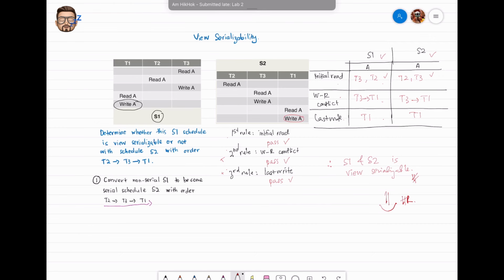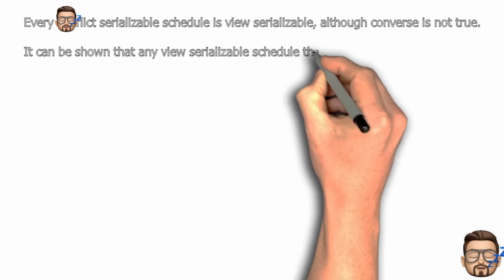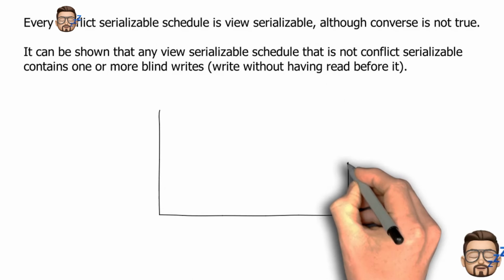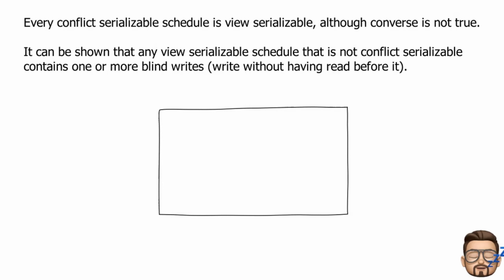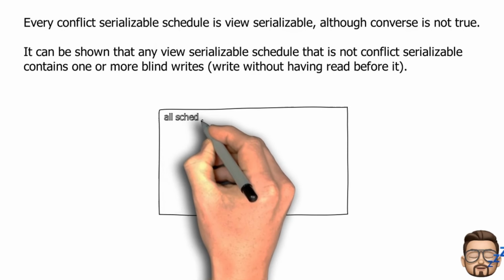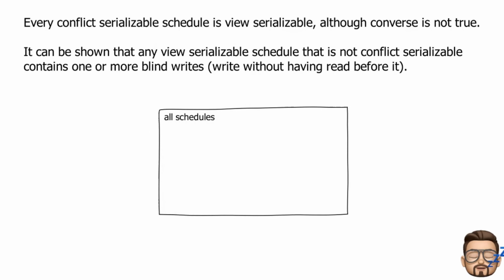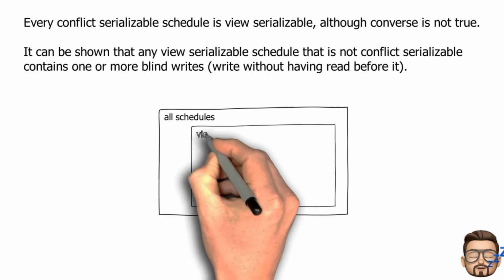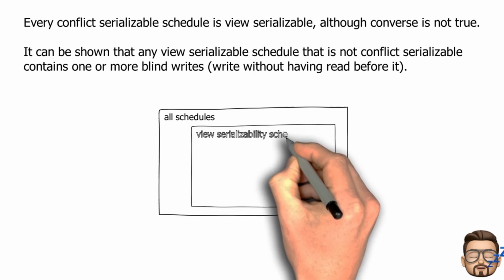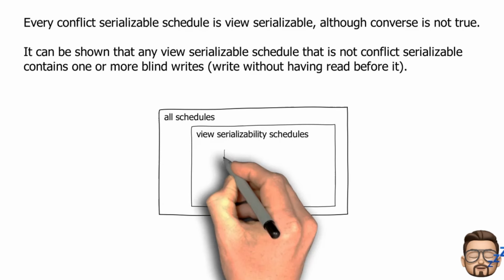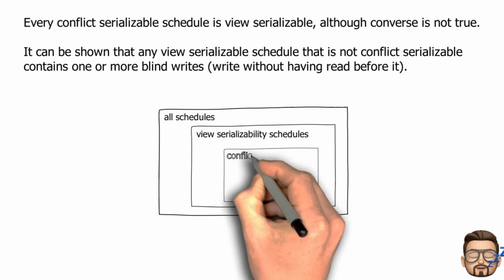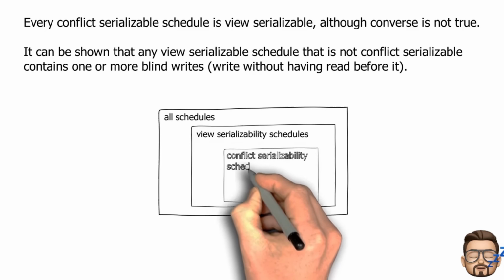To summarize here, every conflict serializable schedule is view serializable, although the converse is not true. It can be shown that any view serializable schedule that is not conflict serializable contains one or more blind writes. In general, testing whether a schedule is view serializable is NP-complete, where a solution can be verified in polynomial time.